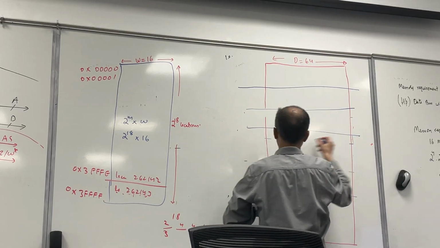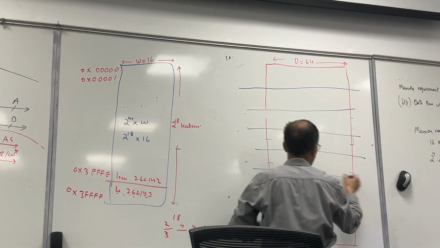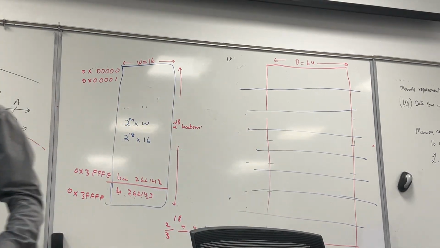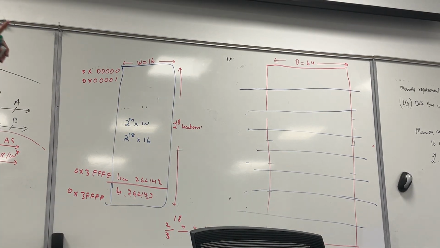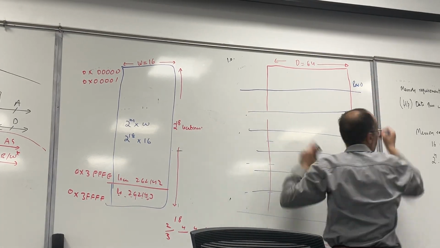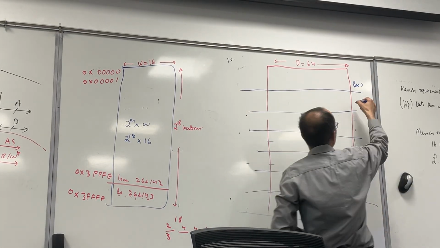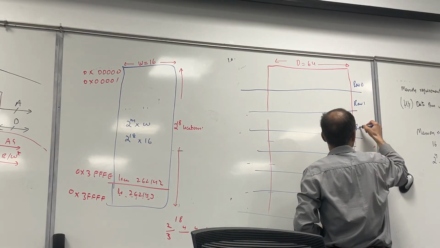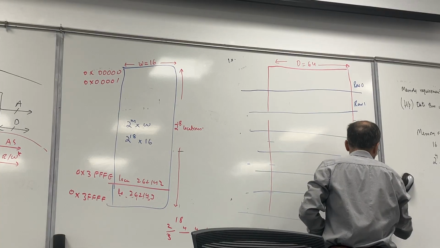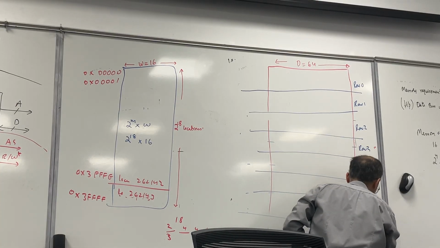2, 3, 4, 5, 6, 7 and 8. Clear or not clear? So we can partition this into 6 rows. So can I call this row 0? Am I right or not? Then row 1, row 2, row 3, row 4, row 5, row 6 and row 7.